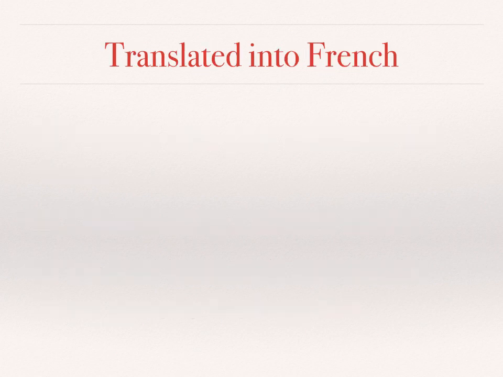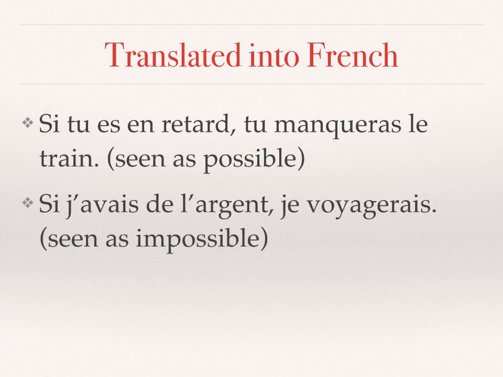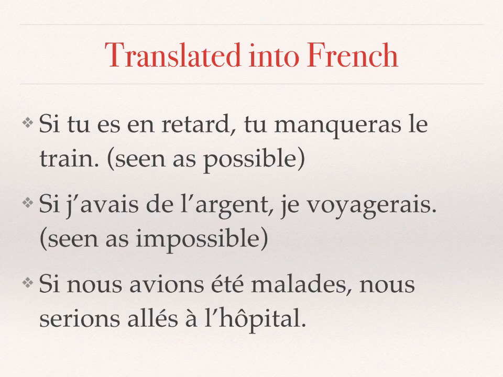So we can translate these examples into French because, as I told you, it works in the same way. So for the first example, si tu es en retard, tu manqueras le train. Now, with this combination, it is seen as possible. Now the second example, si j'avais de l'argent, je voyagerais. This one implies that it is less possible, or that we think it is impossible. And the last one, si nous avions été malades, nous serions allés à l'hôpital.